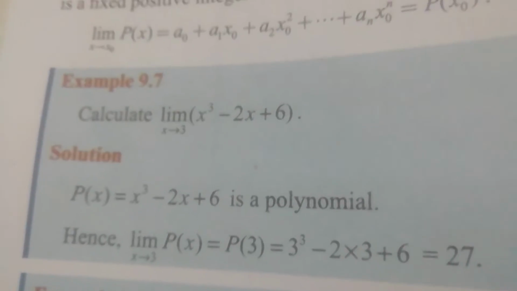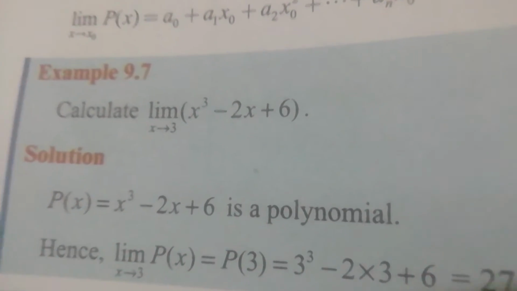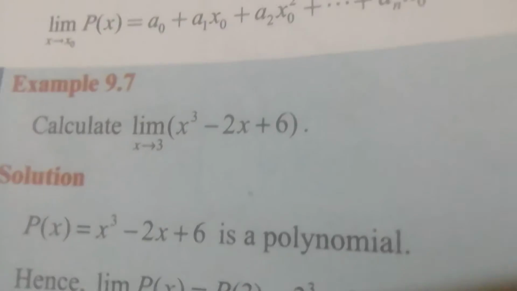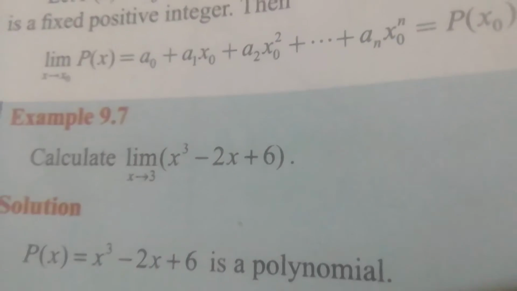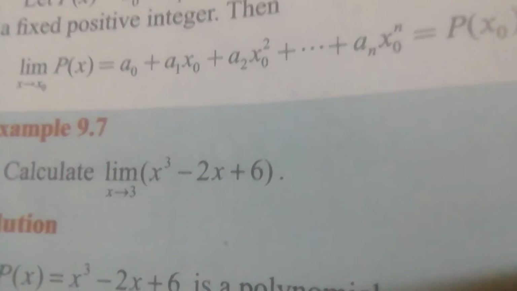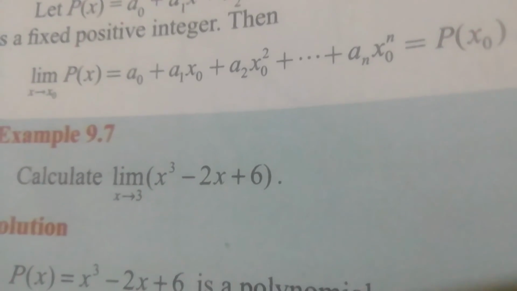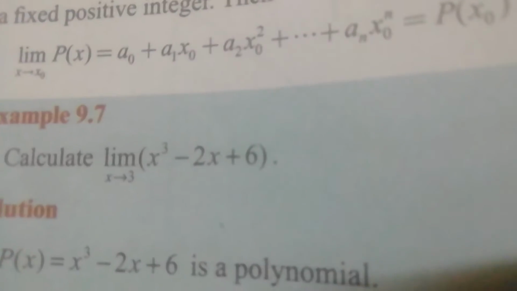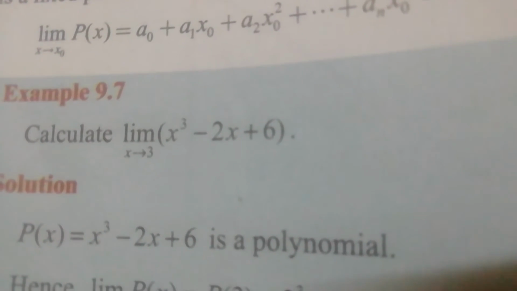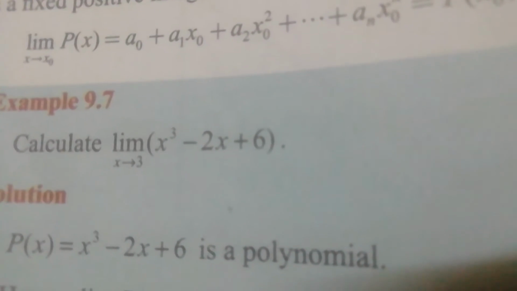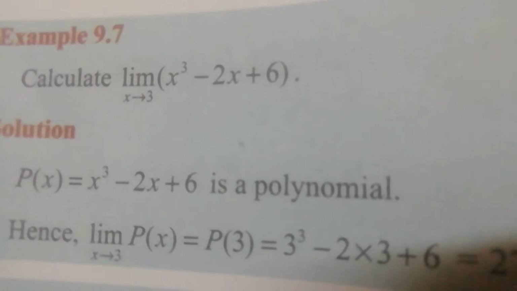See the example. Calculate limit x tends to 3. See, x tends to 3 means x tends to x0, where x0 is 3. The given polynomial is x cube minus 2x plus 6. Now we can put x is equal to 3. So p of x is equal to x power 3 minus 2x plus 6, a polynomial. Hence the limit is p of 3.